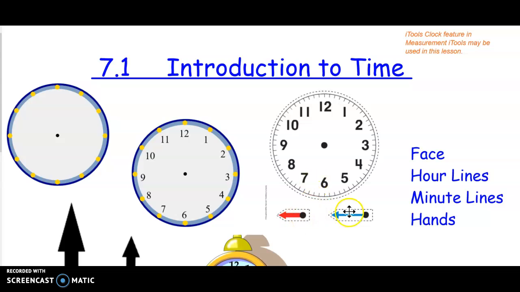Like we talked about, these are the hands of the clock. We have the minute hand and the hour hand. And these are not exactly the same because we need to be able to tell which one's pointing to the hour and which one's pointing to the minute. And we know that the hands move in a circle around the clock, and we call that clockwise. Very good.